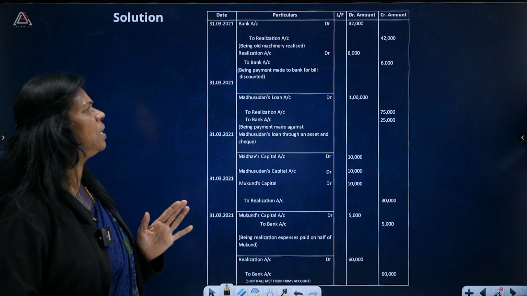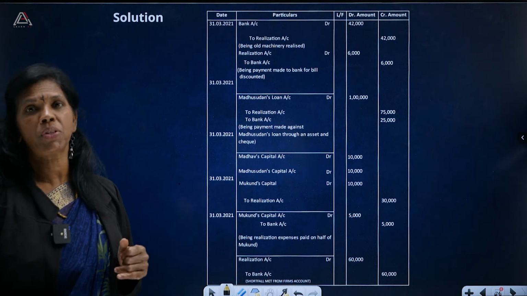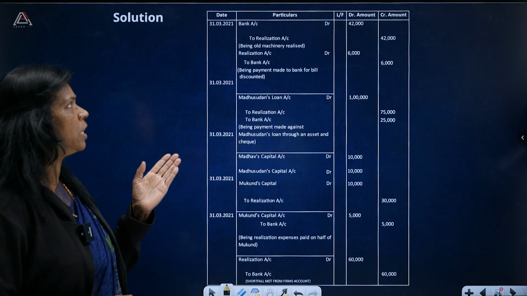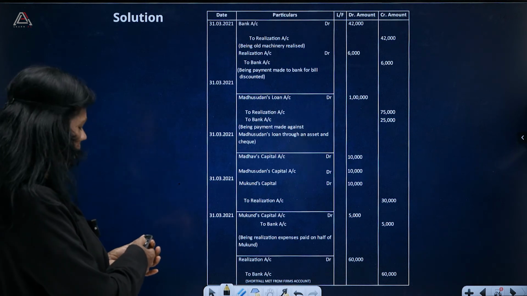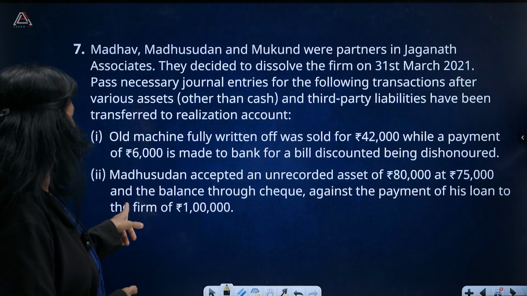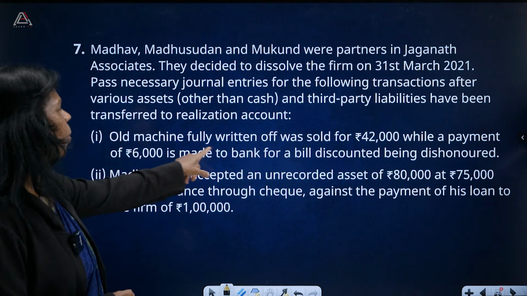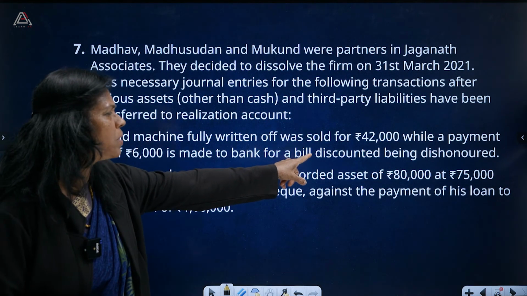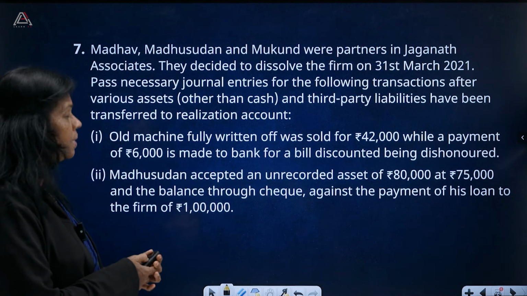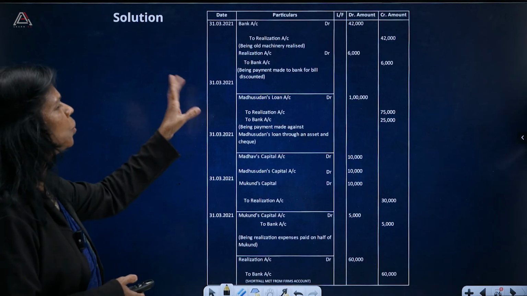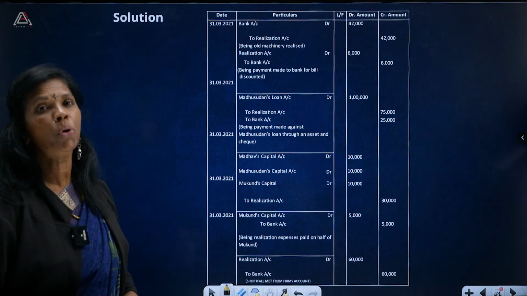Being old machinery realized 42,000. We sold an old machinery for rupees 42,000. We already find that explanation, that is first one, old machine fully written off was sold for rupees 42,000. Okay, that journal entry is bank account debtor to realization account 42,000.